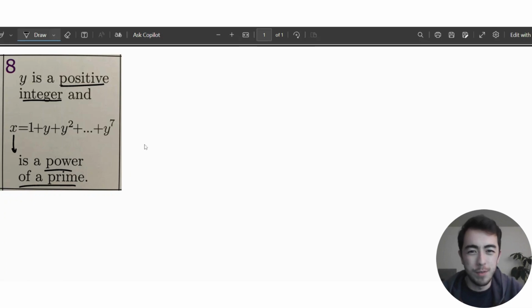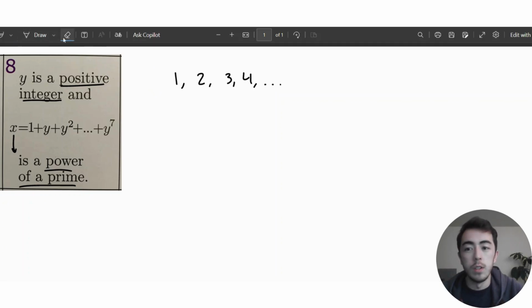So there's a lot of vocab going on, so let's define each part real quick. When it says that y is a positive integer, that means it could be 1 or 2 or 3 or 4 or so on. It can't be 0 because 0 is not positive, nor can it be negative. And an integer just means a whole number, so it can't be like a fraction or anything. So y is going to be an element of this set right here.